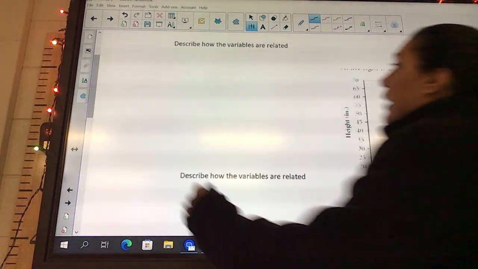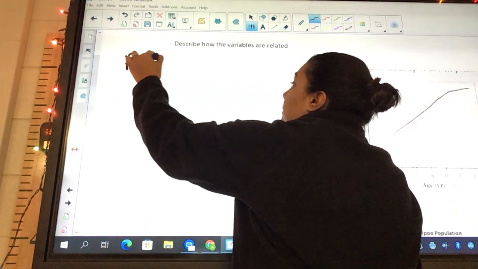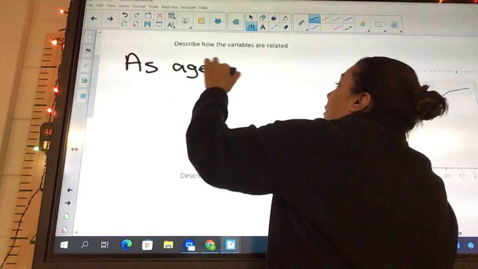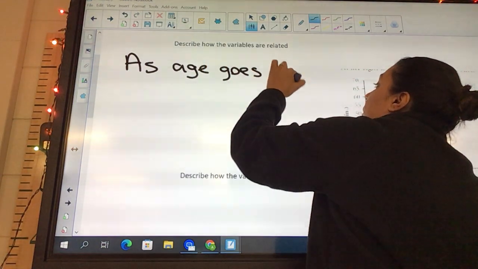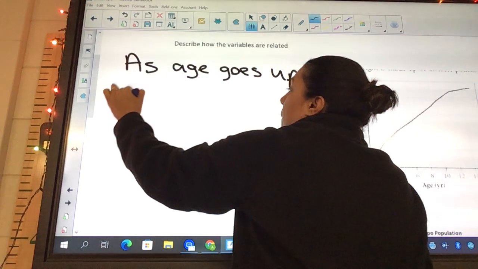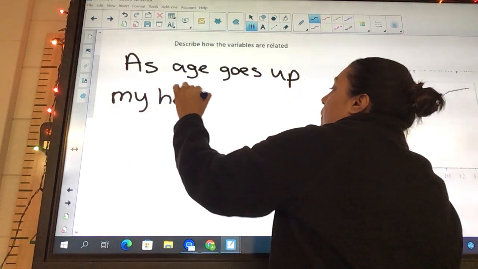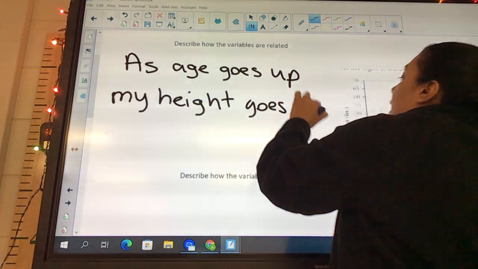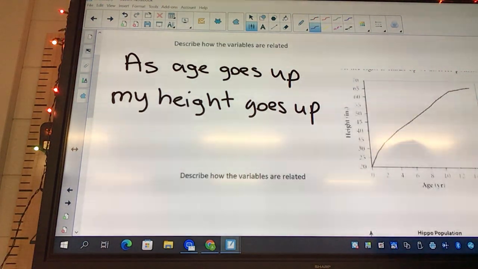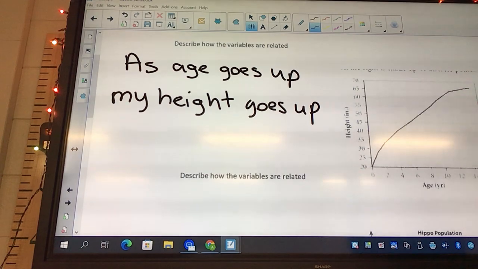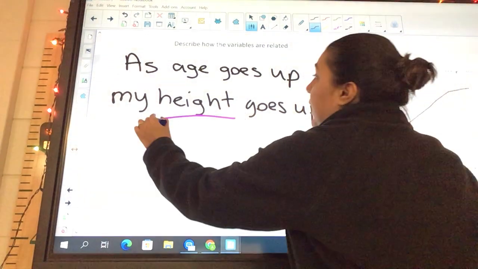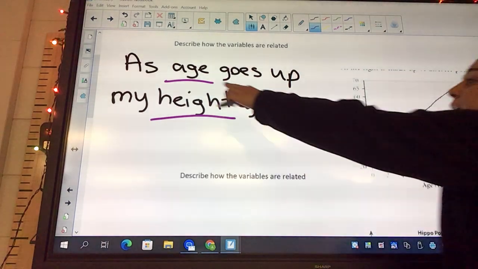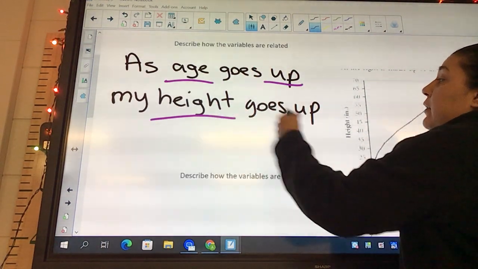Okay, so as my age goes up, my height goes up. You could say increasing or decreasing, but I'm looking for four things. You should have something about height, something about age, and what each of them is doing. So my age goes up, height goes up.